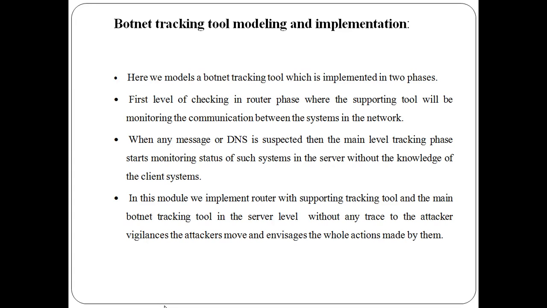Botnet tracking tool modeling and implementation. Here we model the botnet tracking tool, which is implemented in 2 phases. First level of checking is in the router phase, where the supporting tool monitors the communication between the system and the networks. When a message or DNS is suspected, then the main level tracking phase starts monitoring the status of such systems in the server without the knowledge of the client systems. In this module, we implement the router with the supporting tracking tool and the main botnet tracking tool at the server level without any trace to the tracker.